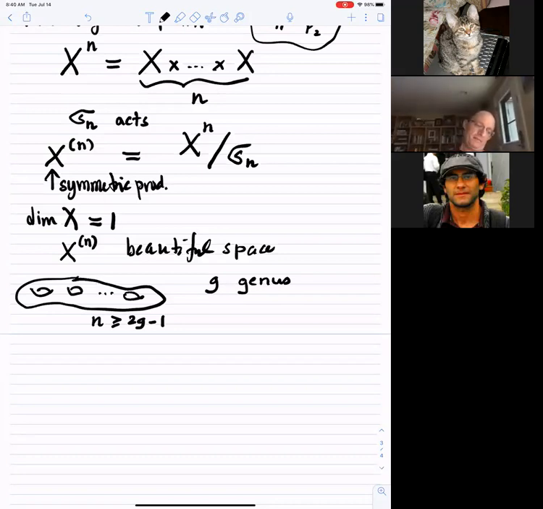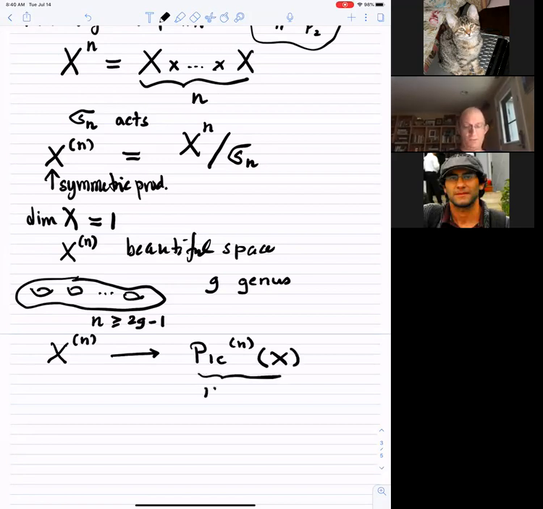The way you can think about this is that the symmetric product admits a map to the Picard variety. Now what is the Picard variety? The Picard variety is the variety that parameterizes isomorphism classes of line bundles of degree n. This is actually a complex torus of dimension g.